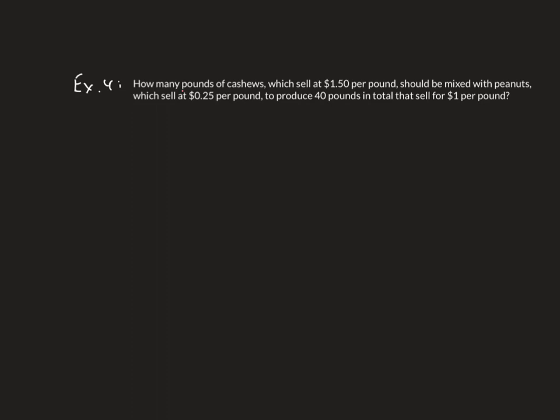So let's look at what's important here. So it says, how many pounds of cashews? It doesn't actually tell me how many there are, so I assume that's going to be my x, which sell at $1.50 per pound, should be mixed with peanuts, which sell at 25 cents per pound, to produce 40 pounds in total that sell for $1 per pound. All right, so let's set up our table. So what do I got here? I've got cashews, I've got peanuts, and I've got total.